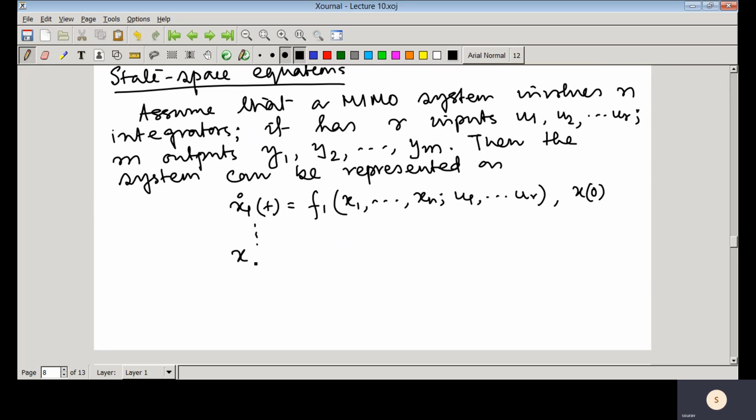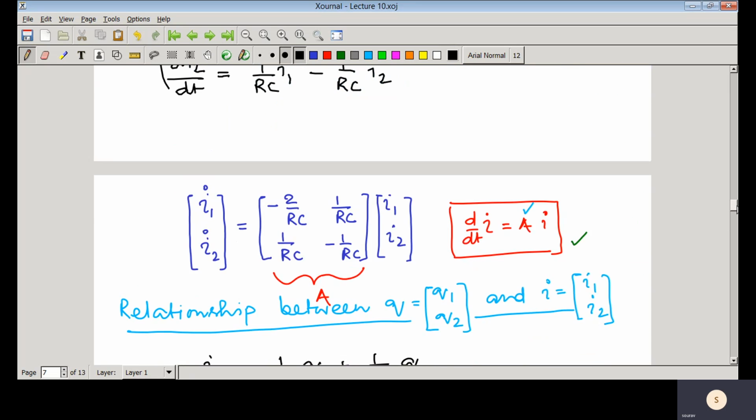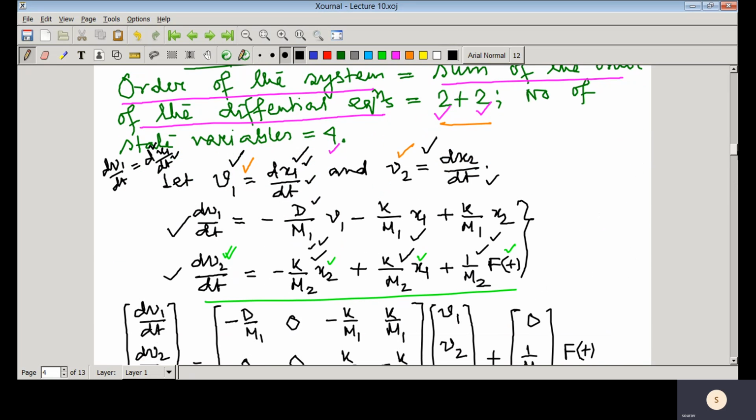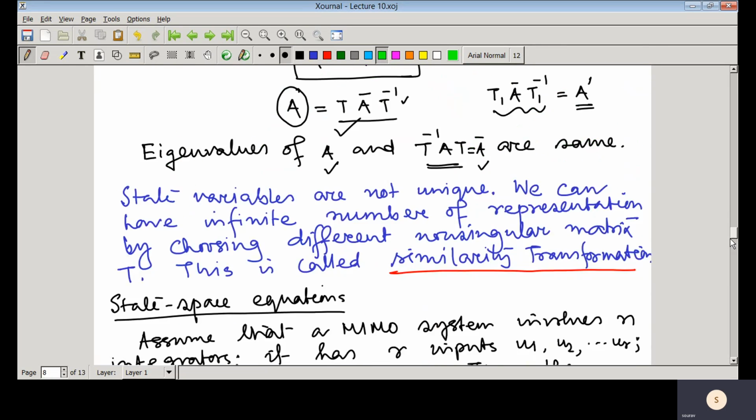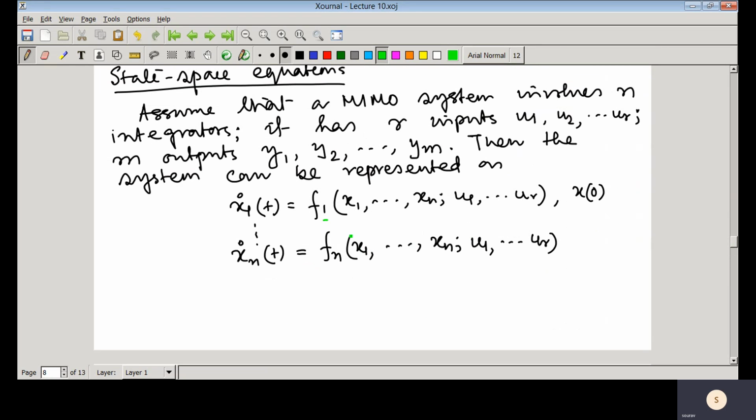Similarly, as you have n number of states, you have n number of equations. If you just look at this particular equation that we have done earlier, this is a state equation, and this dv2 by dt is a function of two state variables x1 and x2, and other state variables are not involved here, and also it is a function of the input. So that function is represented in general form as f1 or fn, like this. They are functions of state variables as well as inputs.